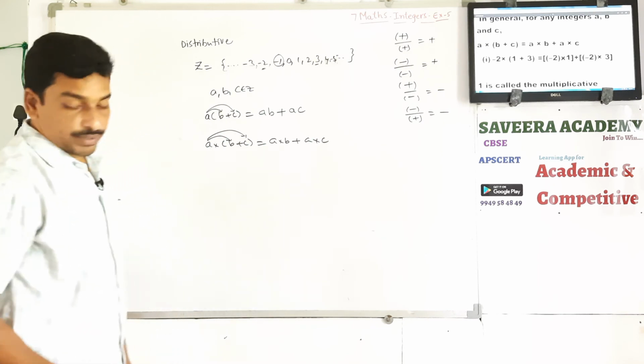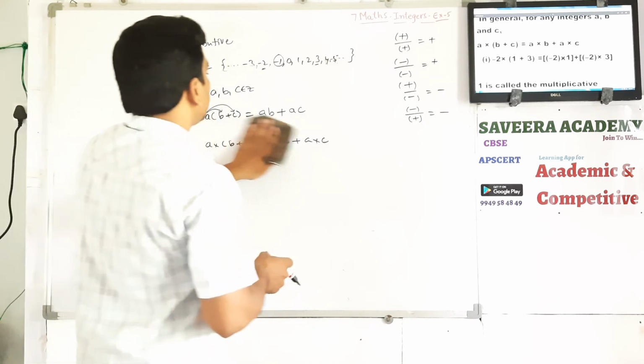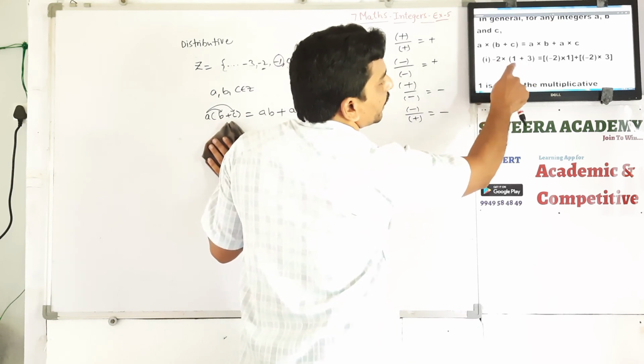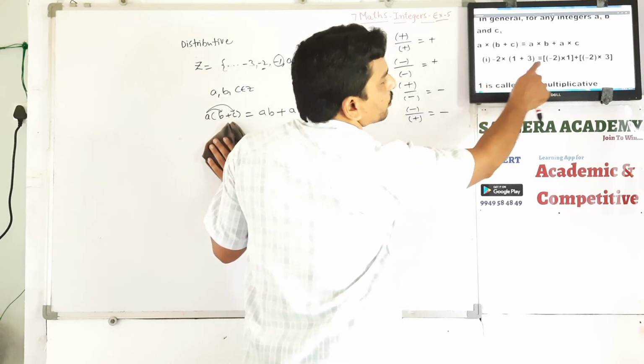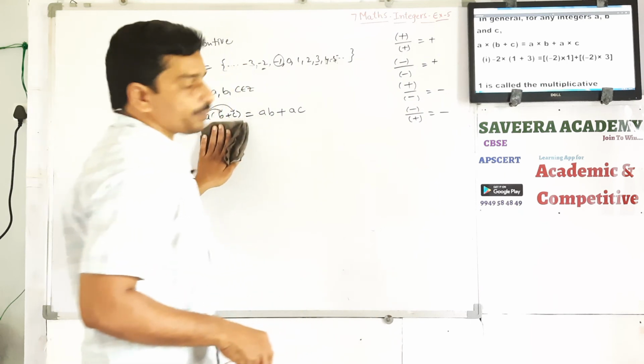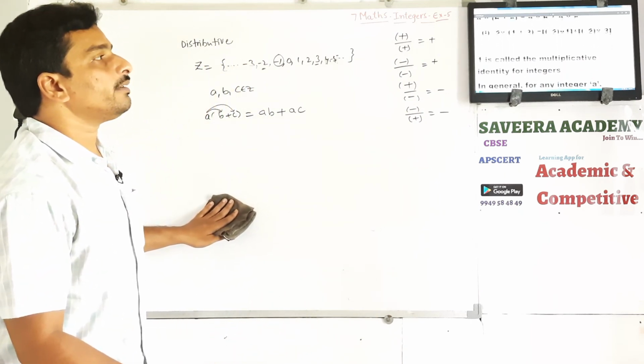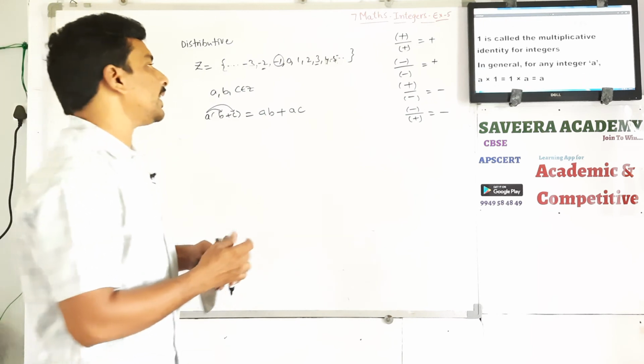Here see, one example is given. What is that? Minus 2 into 1 plus 3 is equal to minus 2 into 1 plus minus 2 into 3. That is an example. Next, multiplicative identity. Already we have seen additive identity. In the last case, additive identity we have seen.